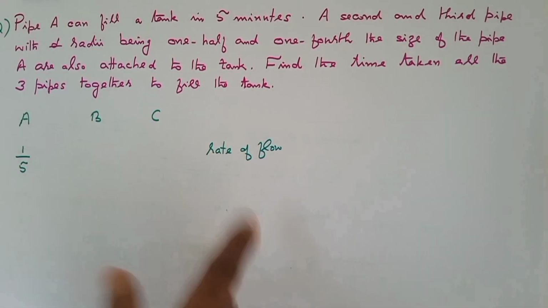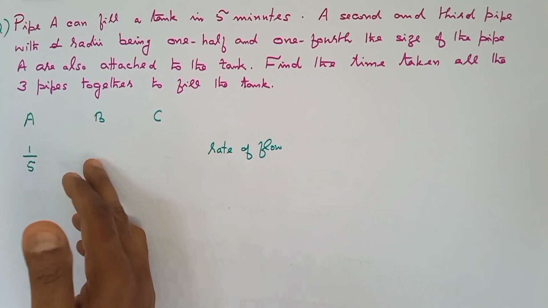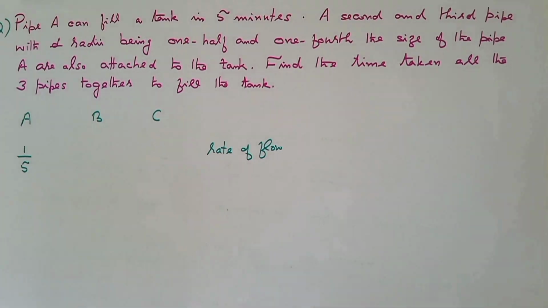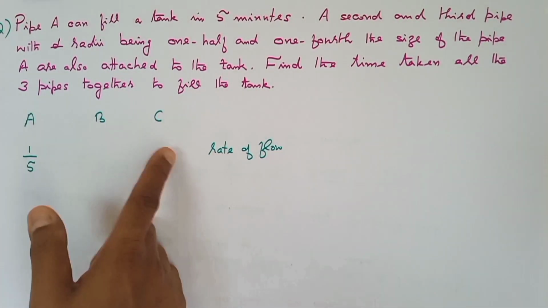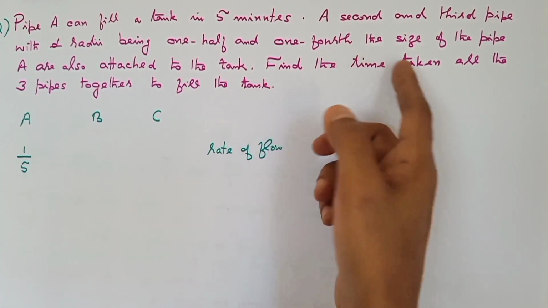In 1 minute, 1/5 of the tank will be filled up. Now, we need to find out the rates of flow of the other two pipes, which are not directly given in the problem. Instead, they say the second pipe and third pipe have the radii being 1/2 and 1/4 the size of pipe A.